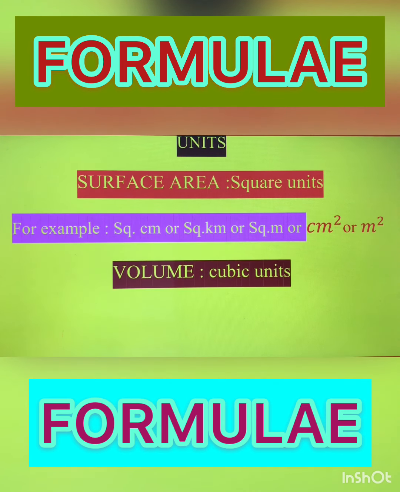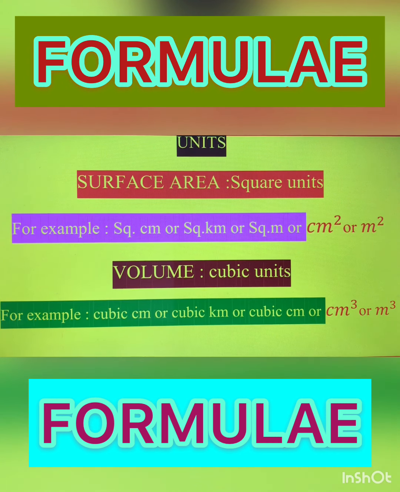Now for the units of volume, you write cubic units, and in the place of units you can write centimeter, millimeter, kilometer, hectometer, decameter, etc. So for example, cubic centimeter, cubic kilometer, or you can write it as centimeter cube, meter cube, kilometer cube, hectometer cube, or decameter cube. Similarly, you can write the units of volume. This is just degree 3, and the units for area are just degree 2.